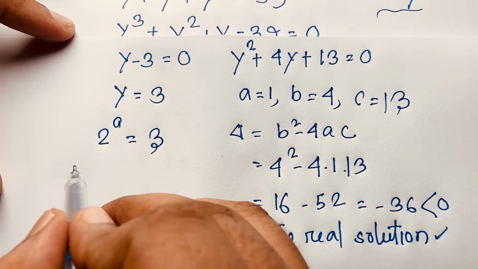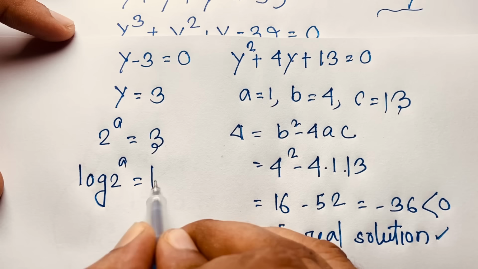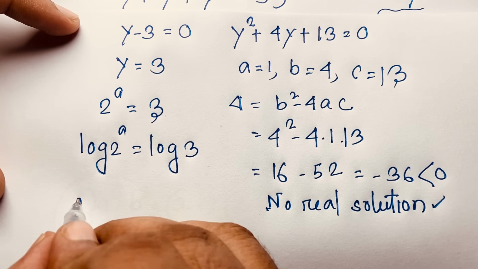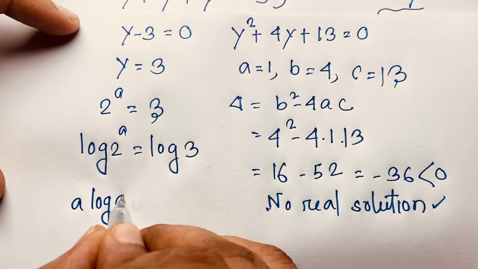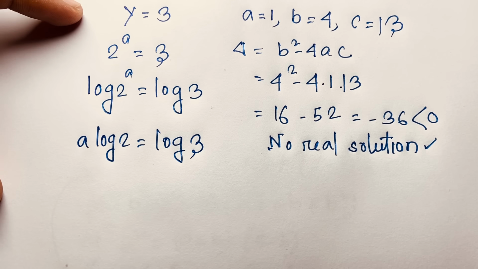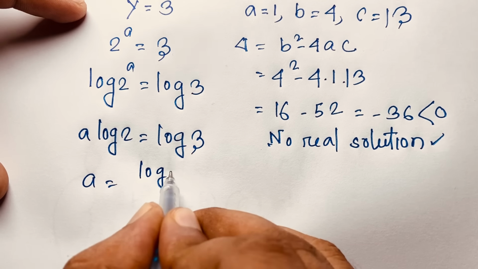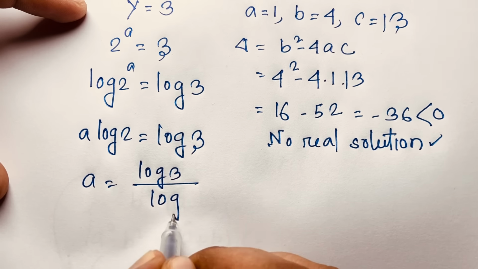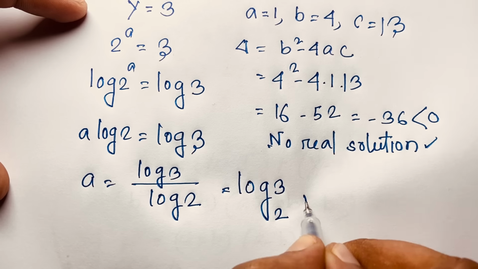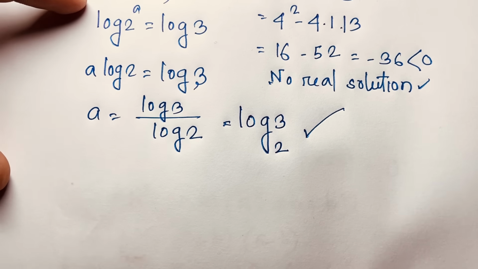So at this moment I use natural log on both sides. Log 2 to the power a is equal to log 3. Now this exponent moves in front, so it will be a log 2 is equal to log 3. Now at this moment if I divide both sides by log 2, we find a is equal to log 3 over log 2. Now this value will be log 3 base 2. This is our final answer in this exponential maths Olympiad question.